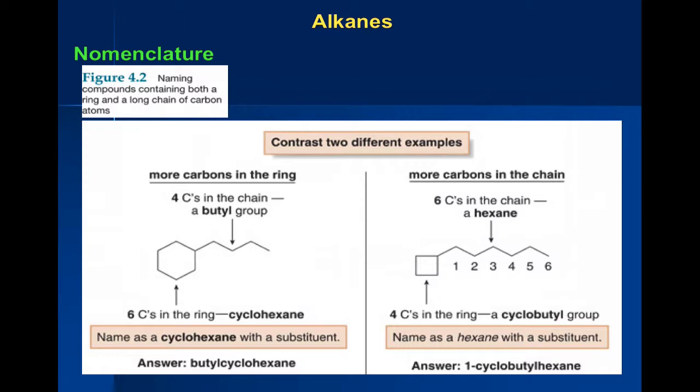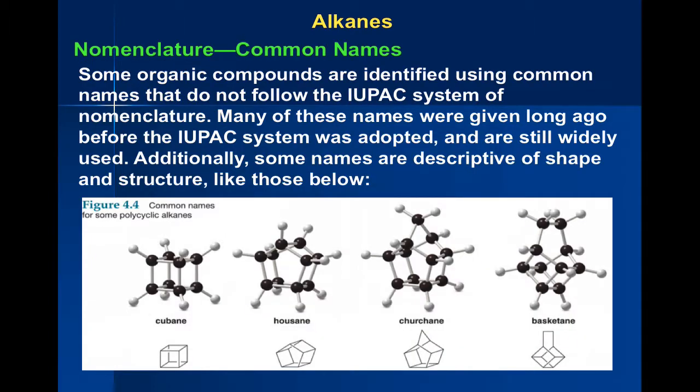Okay? So you're going to have to count the chain when you have these long chains attached to these ring compounds. Okay? If the chain is longer than the ring, we're going to name it as the chain with a ring substituent. If it's the other way around, it's going to be a cycloalkane parent with a chain alkyl group attached to it.